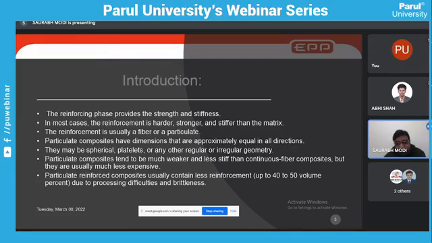So now, what could be the shapes of this reinforcement? It could be spherical, pellets, or any other. It could be regular or irregular geometry. Doesn't matter. The important thing is that it should achieve our properties as well.